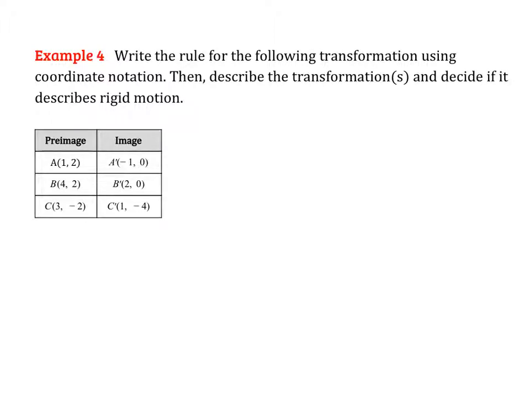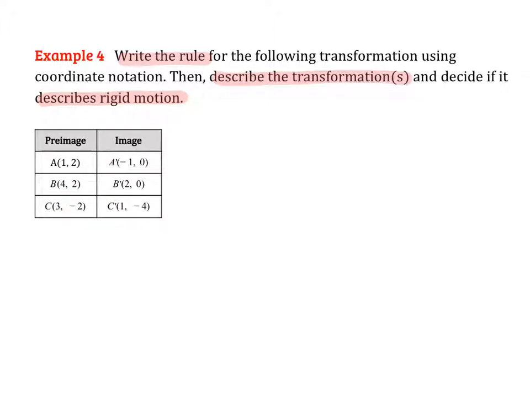Okay, so now we are going to be looking at our pre-image and image coordinates, and we are actually going to be the ones writing the rule. Before, we were given the rule and we found our image coordinates. Now we have to figure out what the rule is. Then we're going to describe the transformations using words, and then we're going to decide if this type of motion is rigid motion. So we have to look at the type of transformation we see. I'm going to try to find some sort of pattern in the changes between A prime, B prime, and C prime.